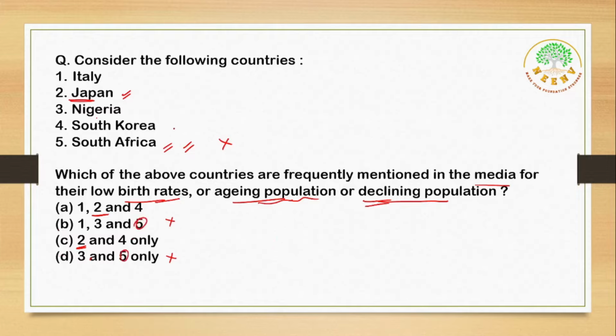Now South Korea also has a problem similar to Japan. The only difficulty for the students would have been that there is 2 and 4 here, and there is 2 and 4 here. So whether Italy is suffering from population decline or low birth rate is the main point here. If you knew that point about Italy, you will get this answer correctly. Otherwise, you might end up marking option C as the correct answer, when the correct answer is actually option A. Now let's go into the details and clearly discuss.